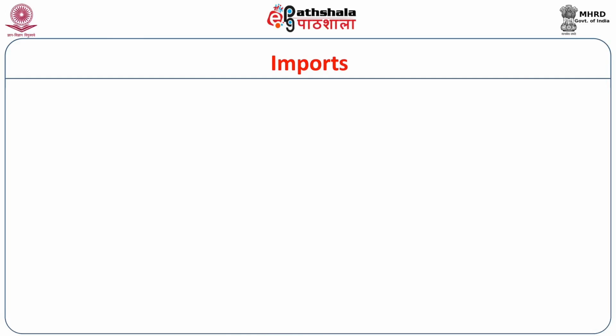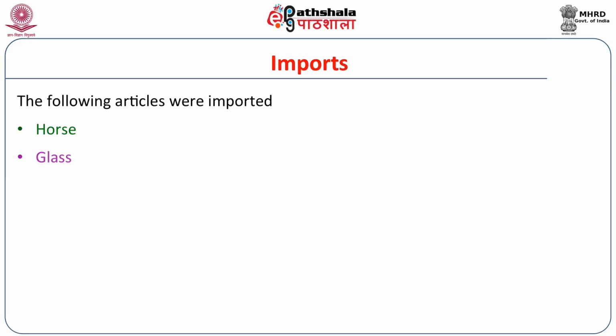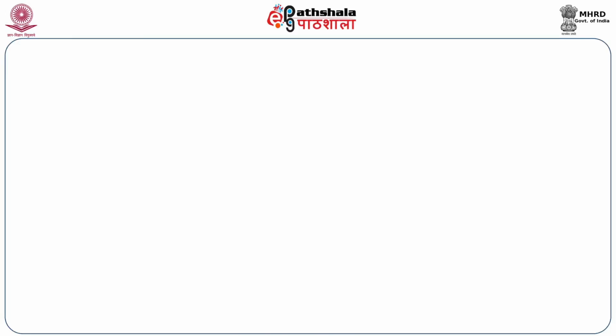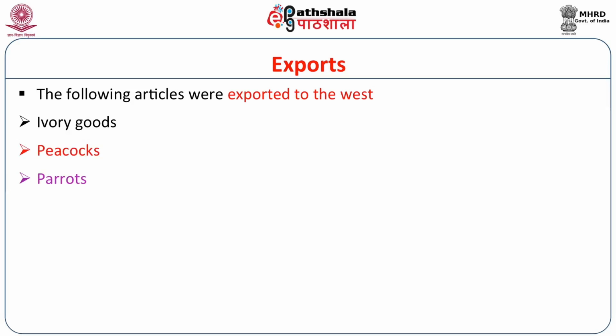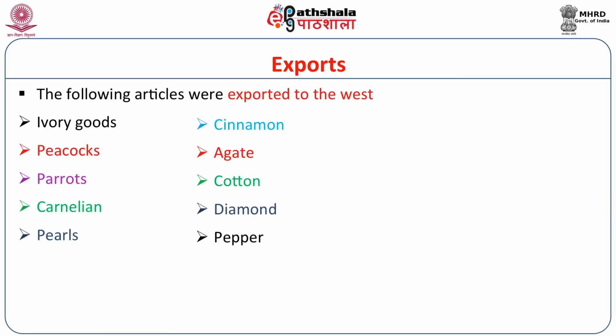Next, we get imports. What commodities were imported from the west? Horses, glass, linen, red coral. What exports? Next, we get exports to the west: ivory goods, peacocks, parrots, carnelian, pearls, cinnamon, agate, cotton, diamond, paper. As a result, we get a certain amount of trade profit also for the state.